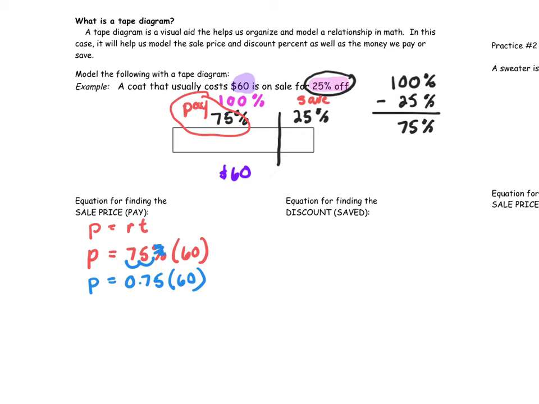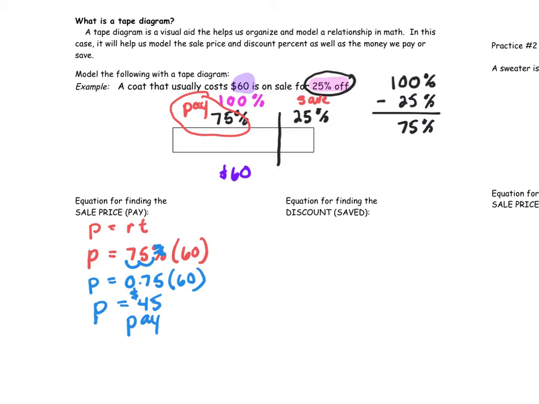So 7,500 times 60 is 45. And what we just found is the money we would pay, $45 for the coat on sale. That would be the sale price.